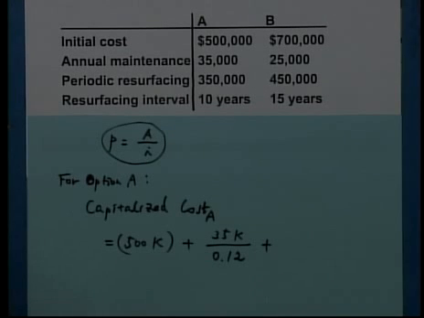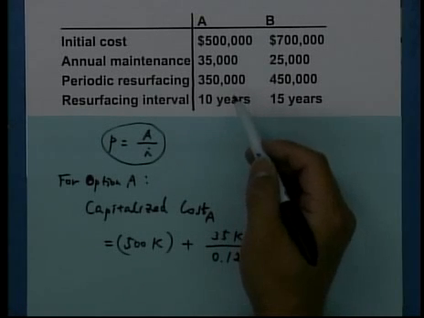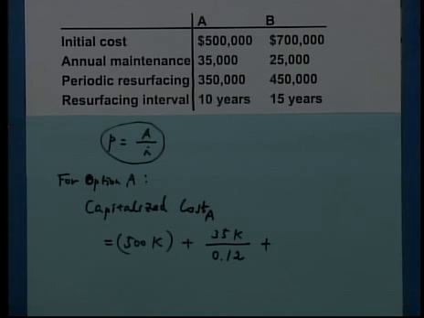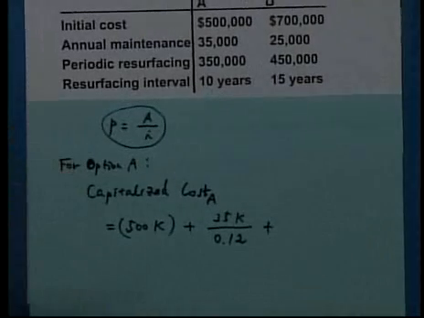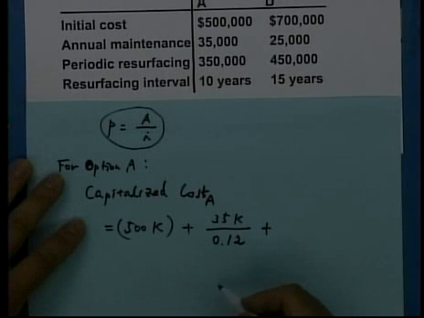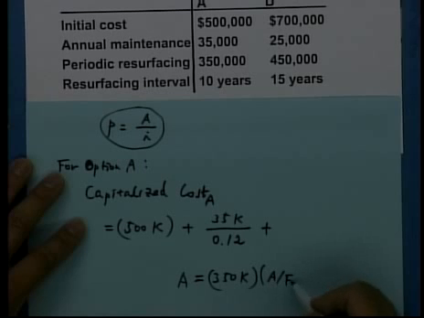we need to consider the $350,000 because the periodic resurfacing is required every 10 years. So first we need to compute an end of period disbursement A, which is equivalent to $350,000 every 10 years. A equals $350,000 times A given F, 12% interest rate after 10 years.